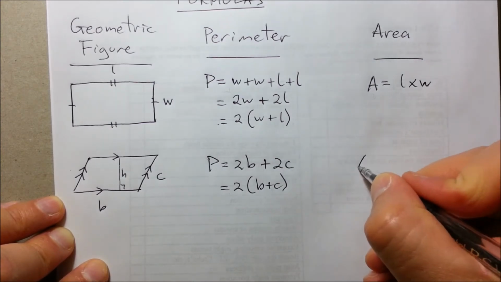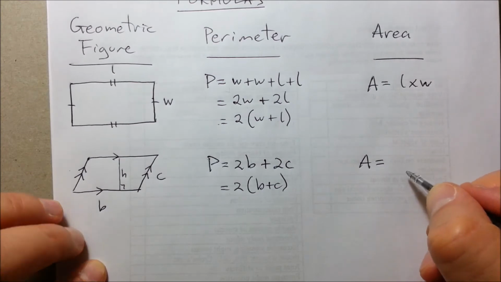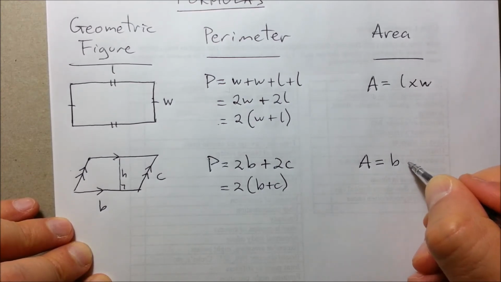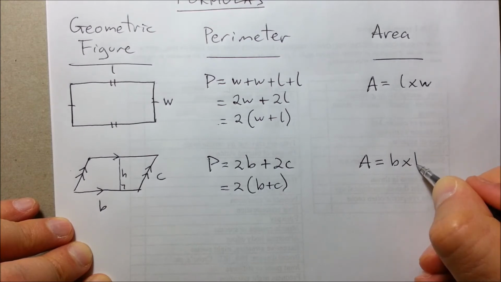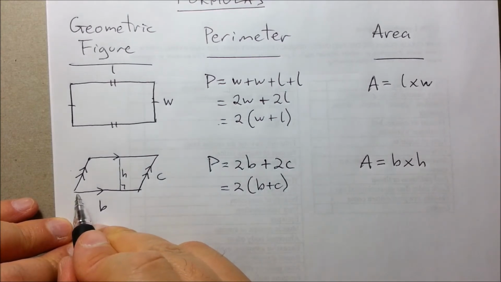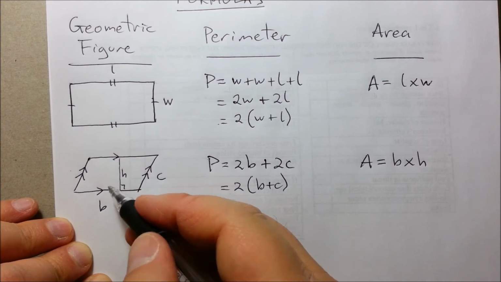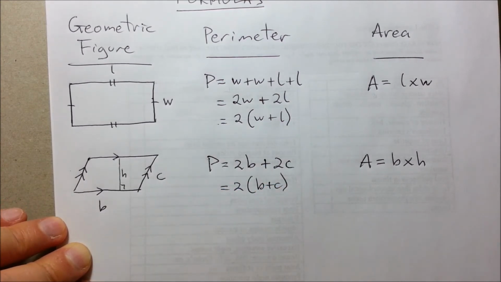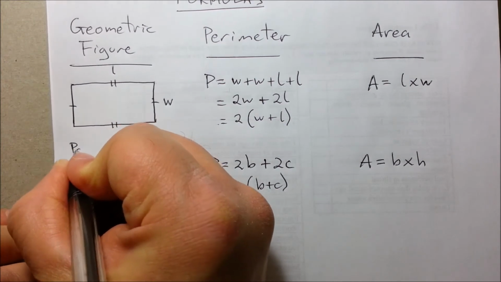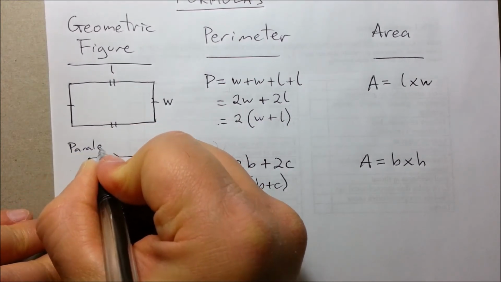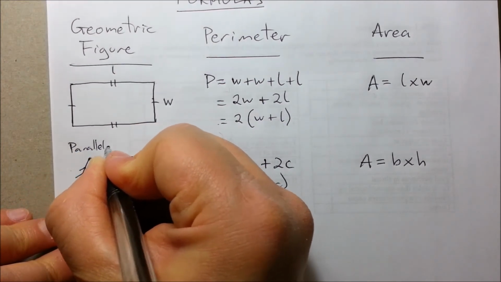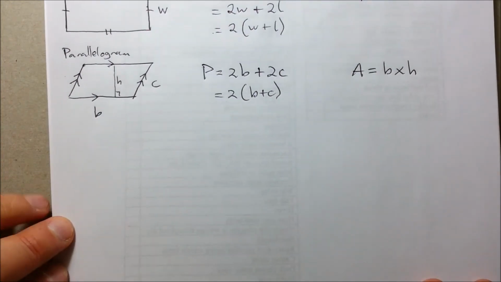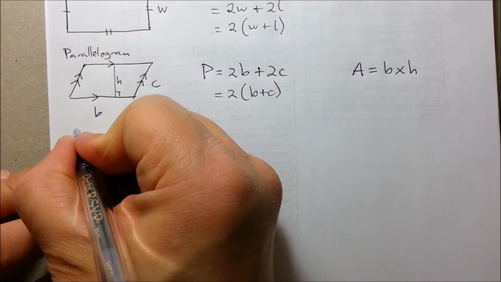Now, what is the area of the parallelogram? Well, it's essentially base times the height. So if you multiply this length plus that length, you will get the area of this parallelogram. Let's write down parallelogram here so we all know. Parallelogram. Okay, our next shape would be the triangle.